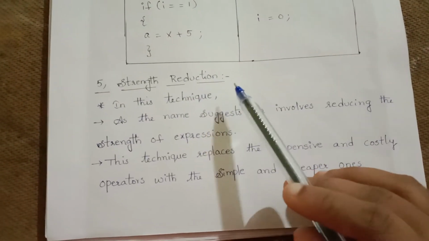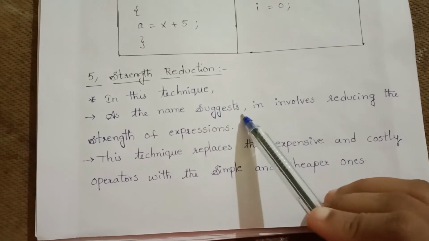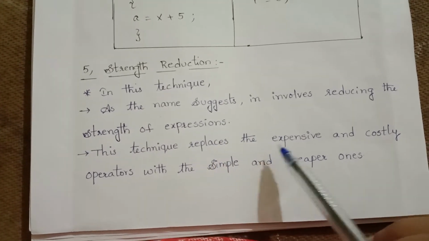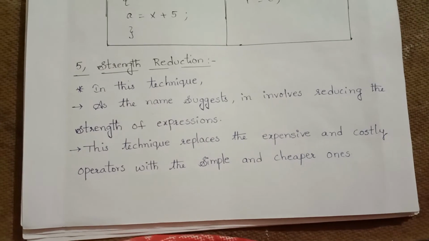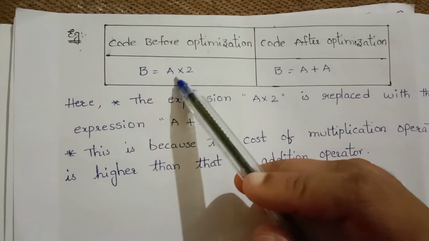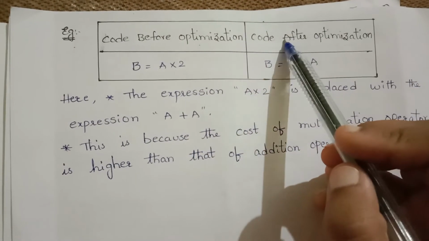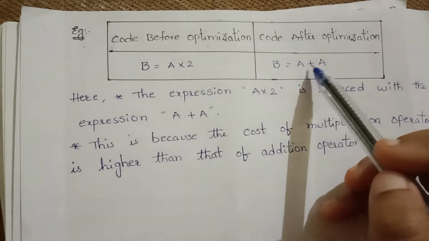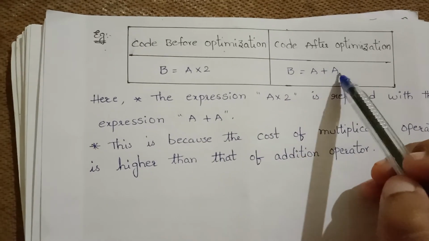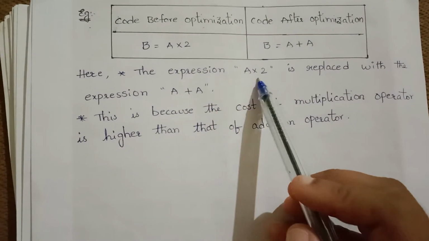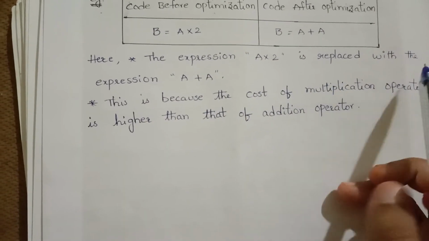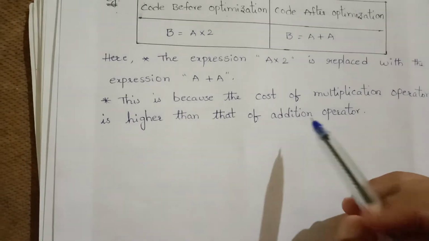And next one is strength reduction. In this technique, as the name suggests, it involves reducing the strength of expressions. This technique replaces expensive and costly operators with simple and cheaper ones. Consider an example code before optimization, that is b is equal to a into 2, and after optimization we can write b is equal to a plus a. So instead of using the costly operator star, we can write a plus a. Here the expression a into 2 is replaced with the expression a plus a. This is because the cost of the multiplication operator is higher than that of the addition operator.